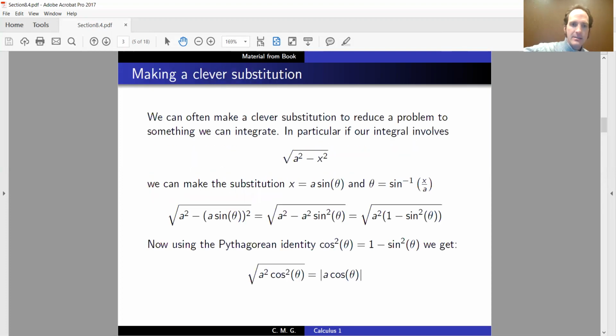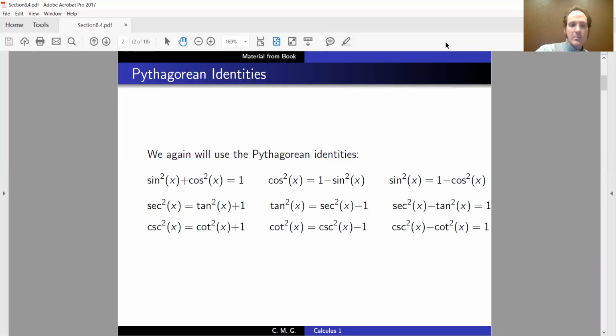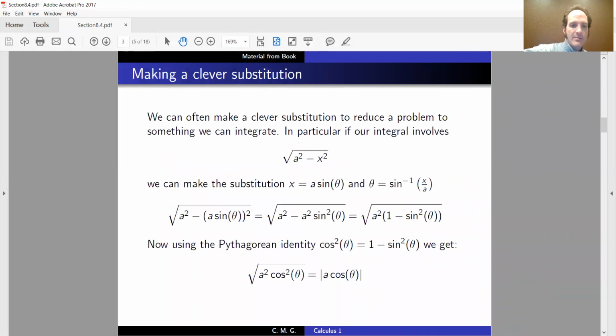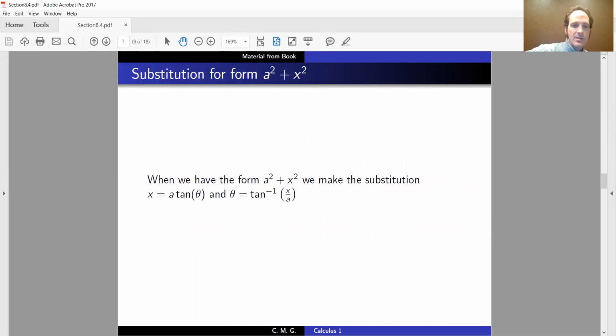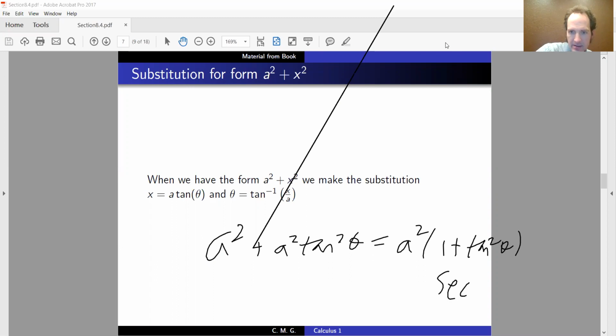And why do I do that? I go back to my Pythagorean identities here. Tangent squared of x plus 1 is secant squared. And so what I'm looking at here, if I make this substitution with x equals a tangent theta, I get a squared plus a squared tangent squared theta. I can factor an a squared out. It's 1 plus tangent squared theta. That 1 plus tangent squared theta becomes secant squared theta.